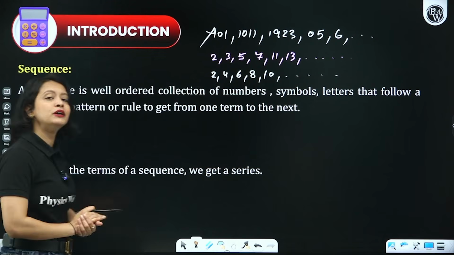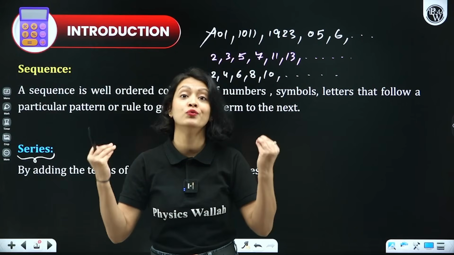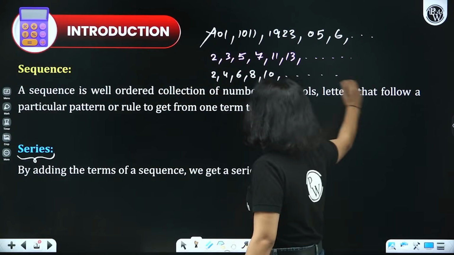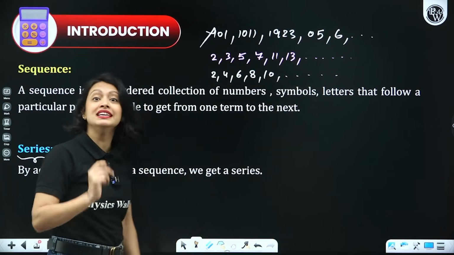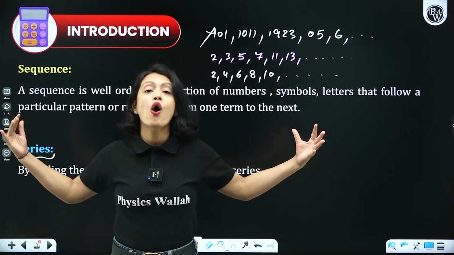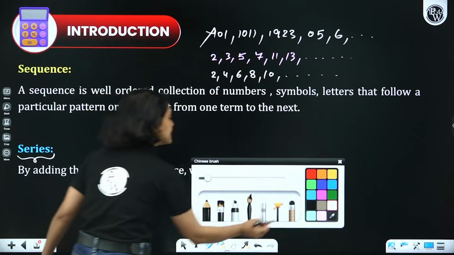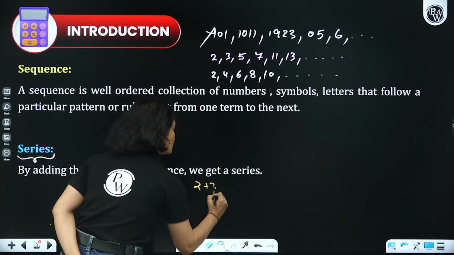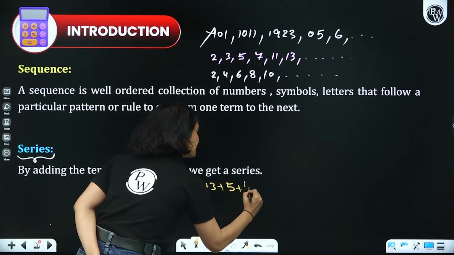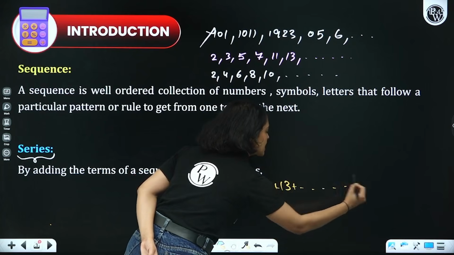A lot of people interchangeably use the word sequence and series, but these are 2 different words, guys. Sequence is a collection of numbers following a logical pattern, right? But series is basically all these terms of a sequence added up. So if I write something like this, 2 plus 3 plus 5 plus 7 plus 11 plus 13 plus and so on.